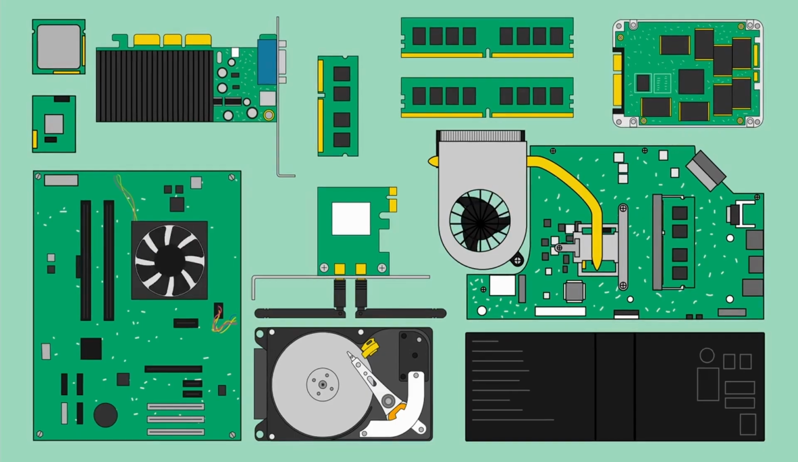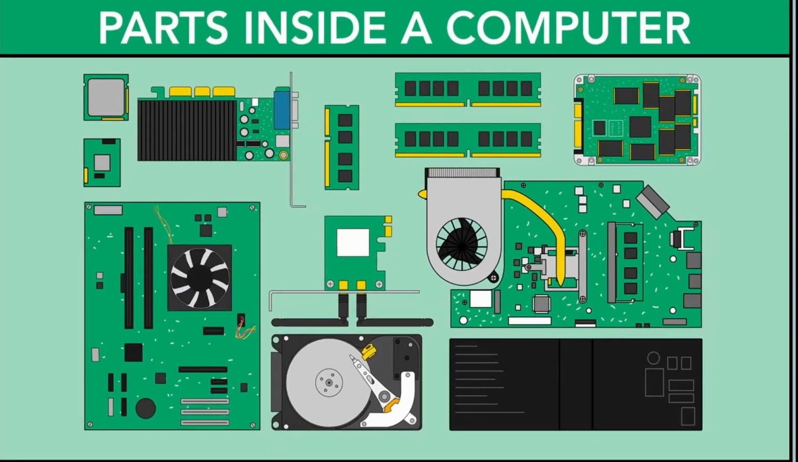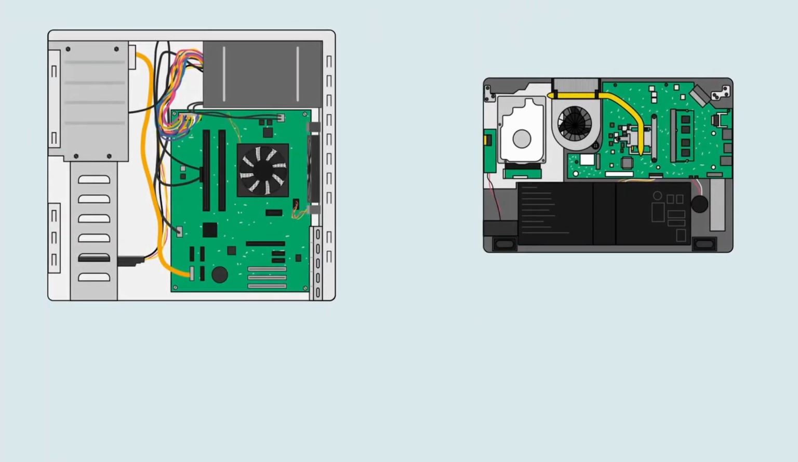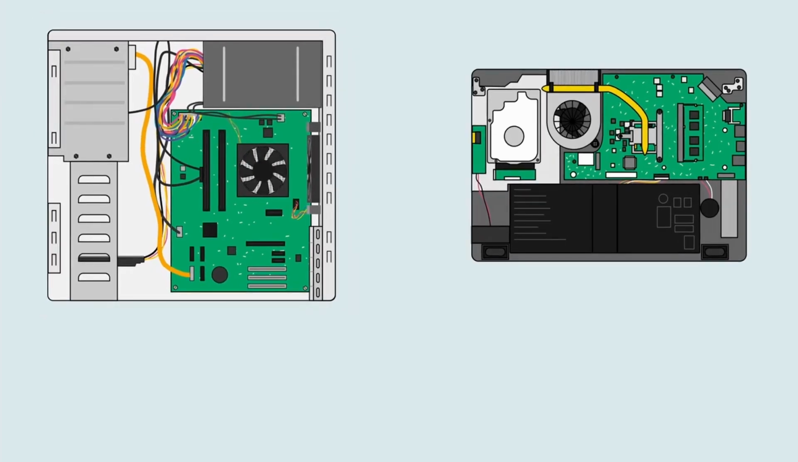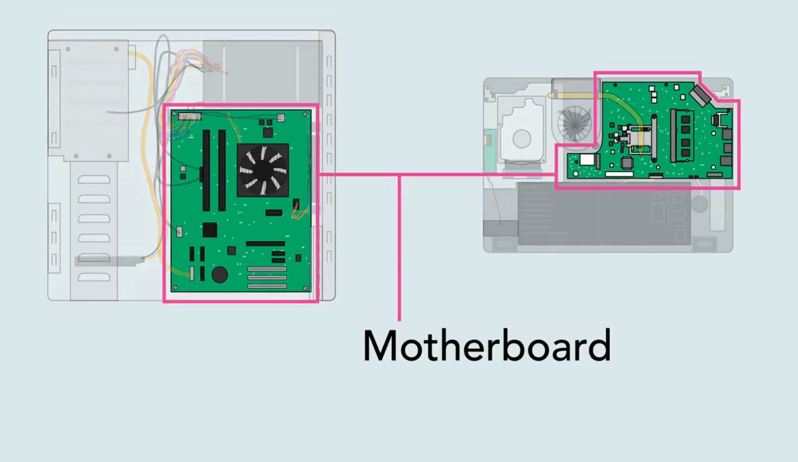You may already know that there are many important parts inside a computer, but what exactly do they do? Let's take a look inside and learn about the various components that make a computer work. Whether it's a desktop computer or a laptop, every computer has a large circuit board called a motherboard.